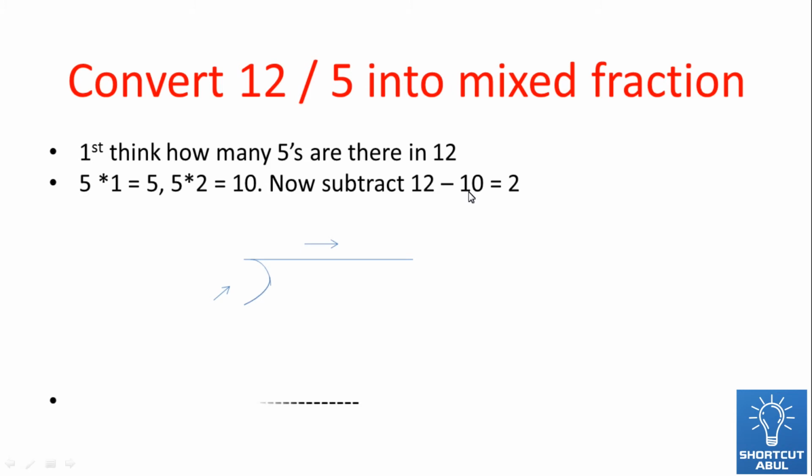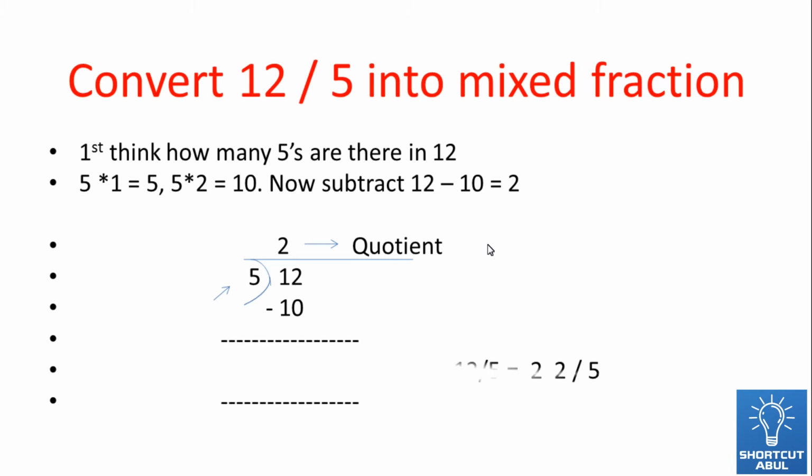Shall we do it mathematically? 12 divided by 5. Then 5 twos are 10. 2 is called the quotient. Now what is the remainder? The remainder is 2. So how to write this in mixed fraction? 12 by 5 equals 2, 2 by 5. You have to start from here, first, second, then third.